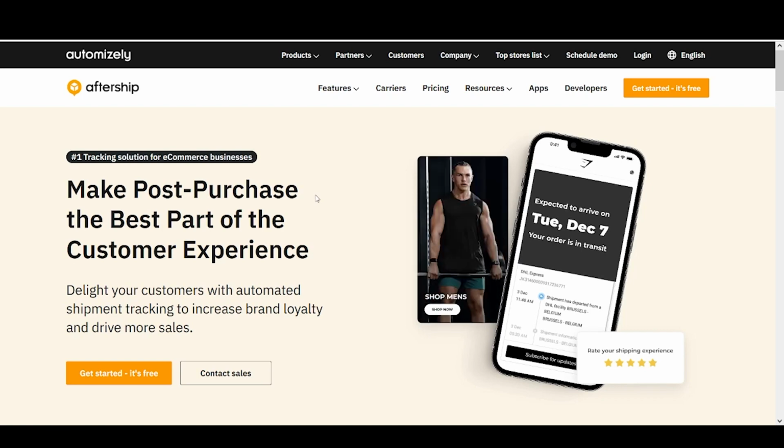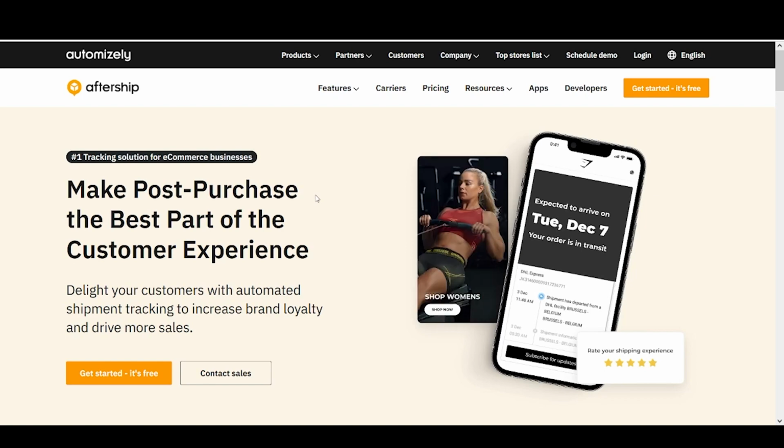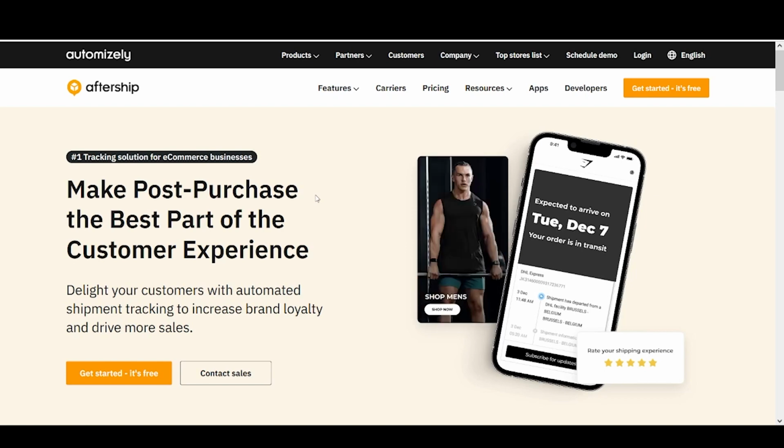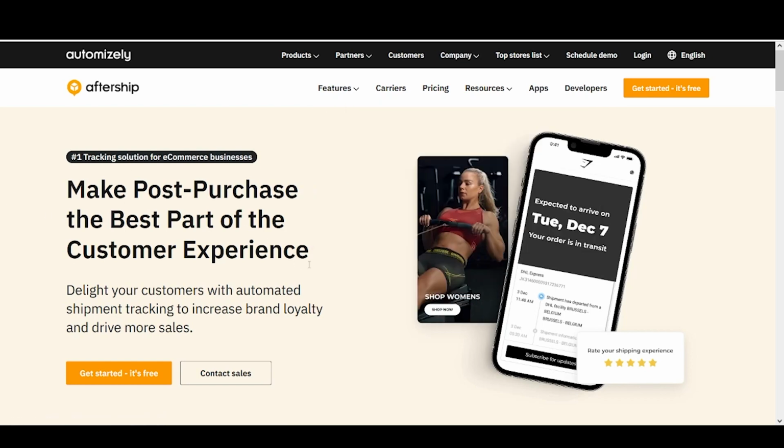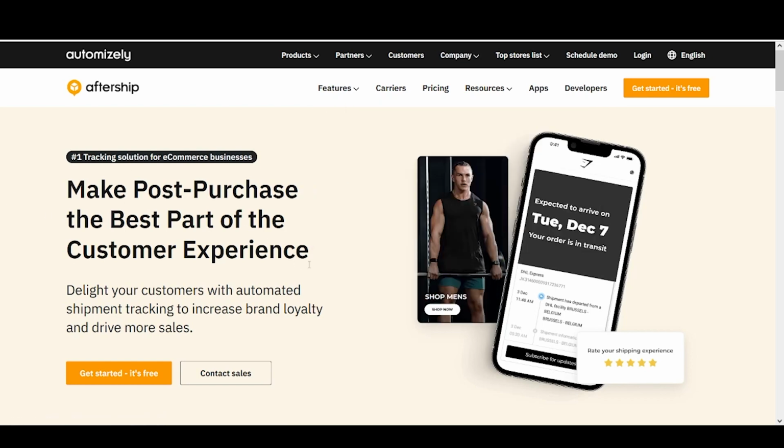And again, I'm not sure this is really a KSP for Aftership's target audience. We've got a lot of features up here. Branded tracking page. Maybe that would be a stronger KSP. I don't know. However, I don't feel this is speaking directly to Aftership's target audience.